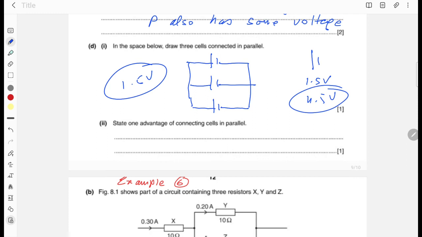So is there any advantage? Yes, there is one advantage: the cells last longer. I'm putting a situation over here. Suppose one cell is of 1.5 volt, then the output voltage of 3 cells connected in parallel is 1.5 volt. But the advantage is that the 3 cells last longer.